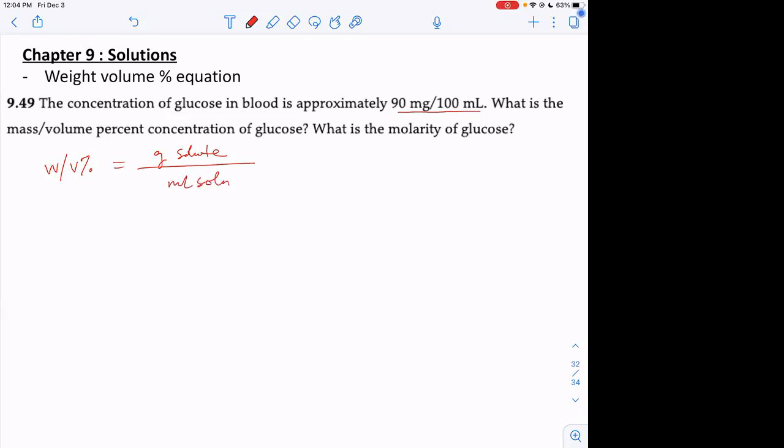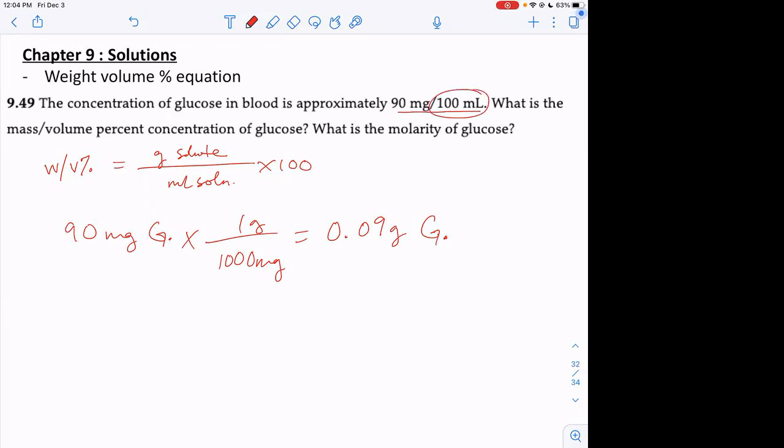Yep, grams of solute over milliliters of solution times 100. So here our solid is glucose being dissolved in blood, which is the solution. So we need grams and we already have milliliters. So we're going to take the 90 milligrams of glucose, I'll use a capital G for glucose, and convert that to grams. I know there are 1,000 milligrams in 1 gram. So I get 0.09 grams of glucose, and that's per 100 milliliters of blood.